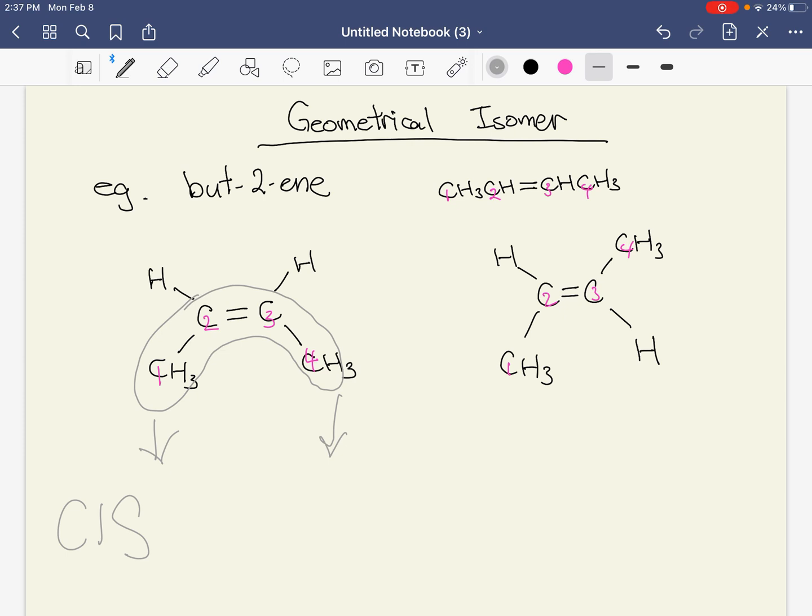Okay? Now, if you look at the one on the right, if you were to circle the longest chain, it seems like one end is pointing down and the other one is pointing up. That is known as trans.